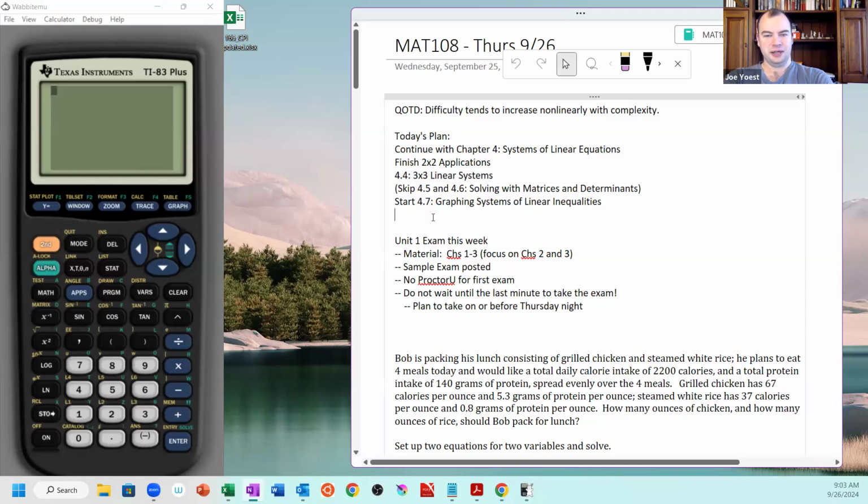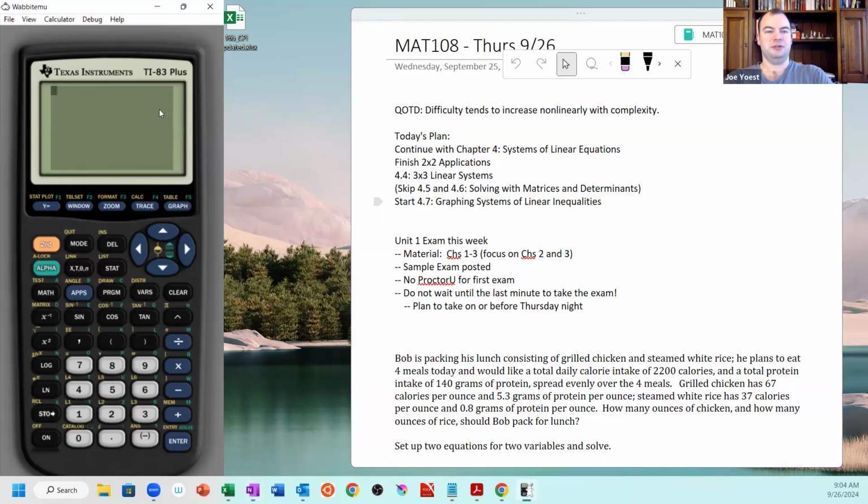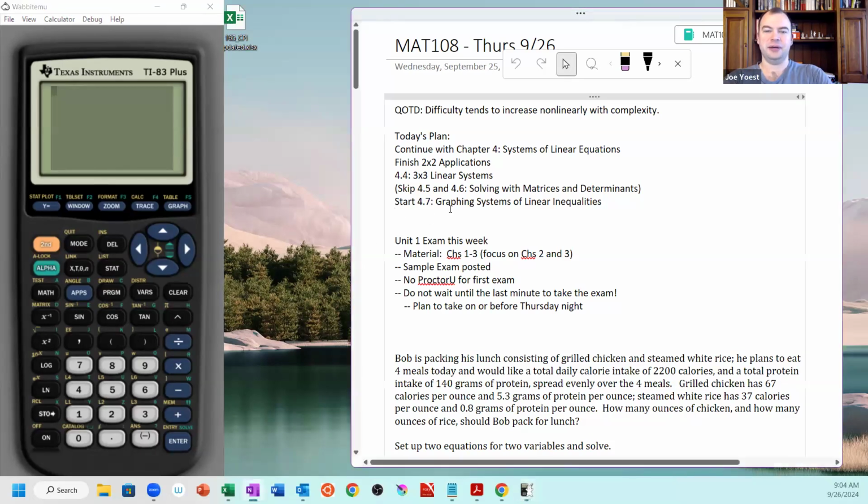We'll see that 3x3 systems behave pretty similarly to 2x2 systems. But we want to approach them more algebraically than graphically. They're a little bit harder to graph, certainly not really feasible to graph on something like a TI-83.